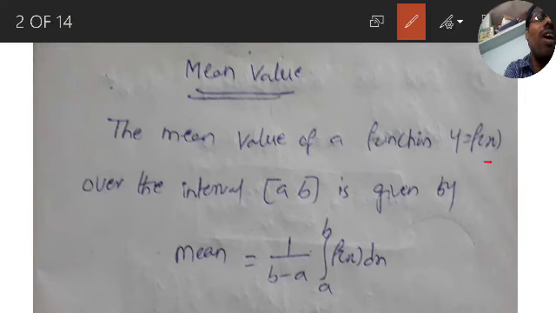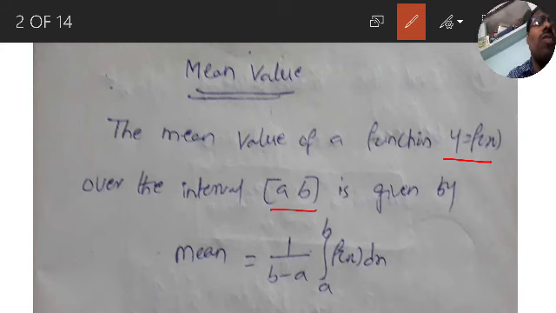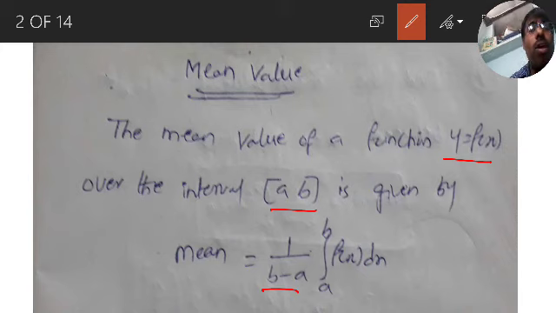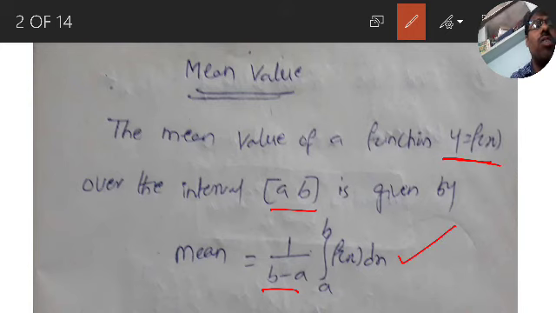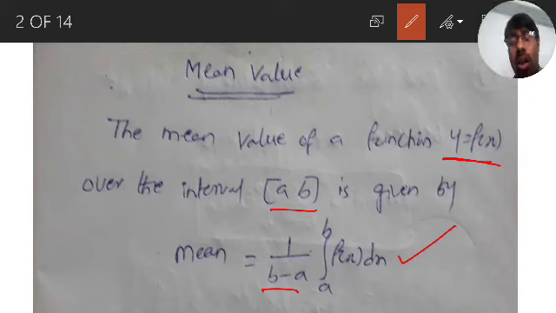You see, a function is given, y is equal to f of x, and a closed interval from a to b, then the formula is 1 by b minus a, upper minus lower, integration a to b f of x dx. So this is a very simple formula for a mean value, but you will always get 5 marks from this mean value. So this is the fifth unit.